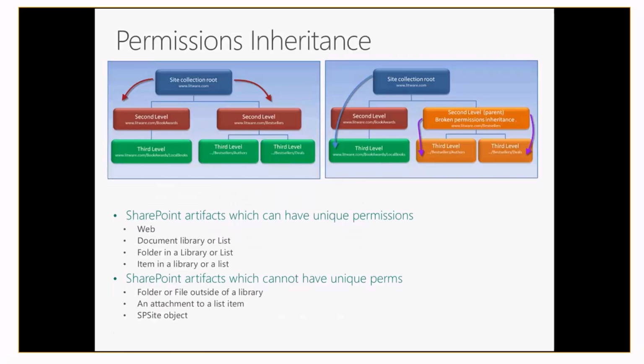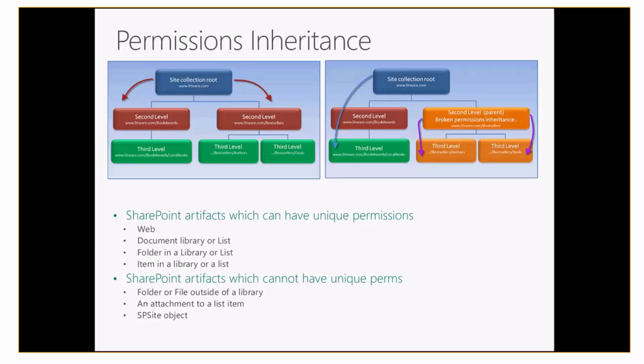Okay, permissions inheritance. About permissions inheritance, as we can see here from the picture on the left side, in a typical scenario where the parent is sharing all the permissions with the children, the three levels will have the same level of permissions, independent of which level we are talking about. If we decide, due to any business requirement, we can break permissions at any level, and that way it will stop inheriting from the parent and will generate a customized scenario at this level.